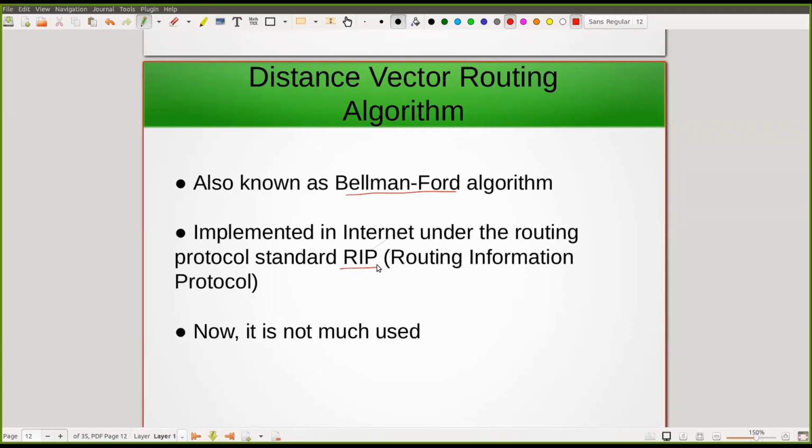RIP, the Routing Information Protocol, is the real implementation on the internet as far as this distance vector algorithm is concerned. It is a very old protocol, but it is not completely obsolete, still it is used. Mostly nowadays it is no longer used because it is a very simple protocol having a lot of flaws. But still it is in use as far as real, practical implementation in networks is concerned.